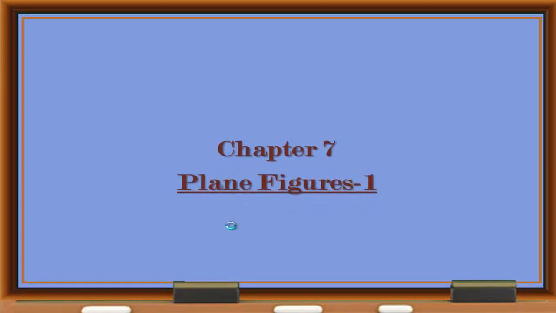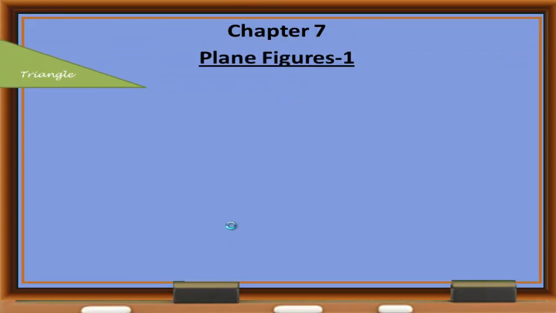Plane figures, part 1. Here we do have a triangle. A triangle looks like this one. It has 3 sides.